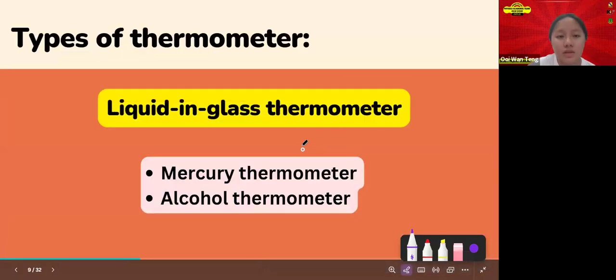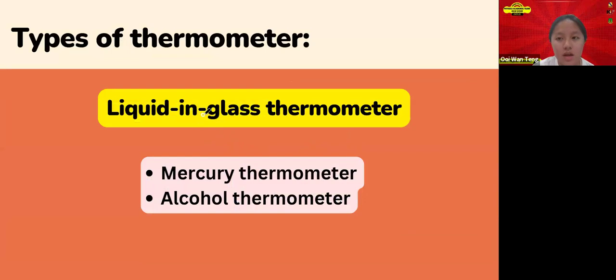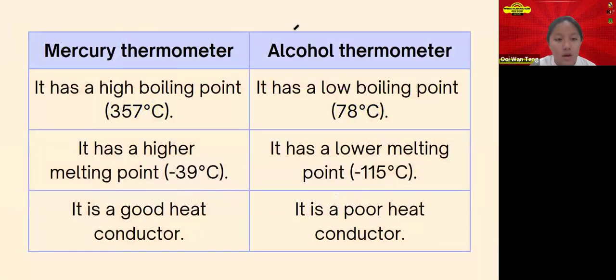Okay. Now, I would like to explain the types of thermometer. So there are many types of thermometer, but today I'll be explaining one of the types, which is the liquid in glass thermometer. For a liquid in glass thermometer, there are two examples, which are mercury and also alcohol thermometer. What are their differences? Mercury thermometer has a high boiling point, which is 357 degrees Celsius, and alcohol thermometer has a low boiling point, which is 78 degrees Celsius.